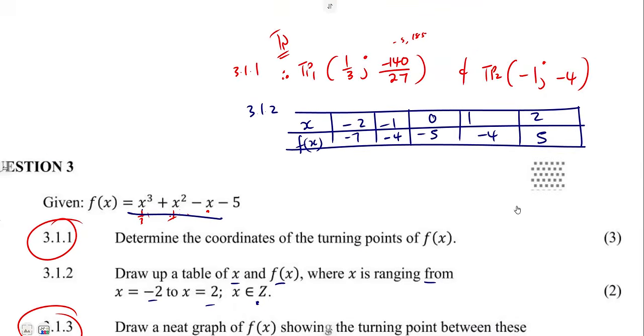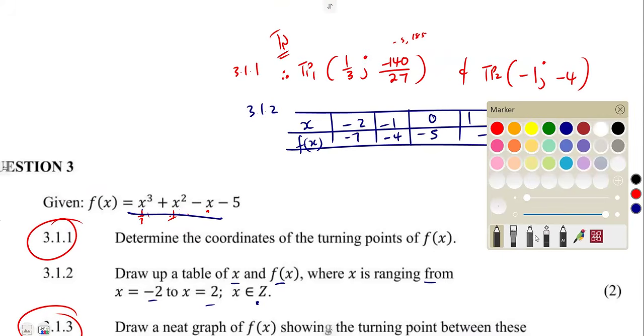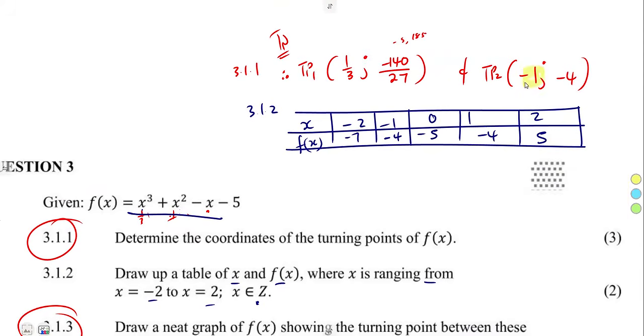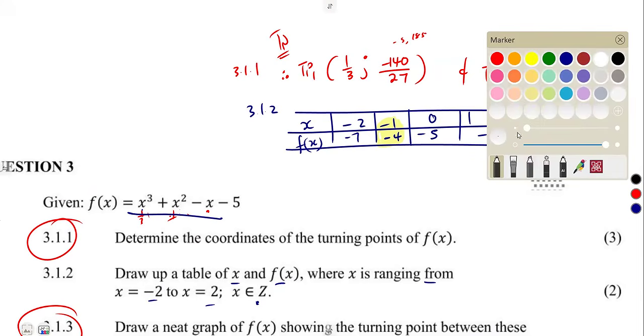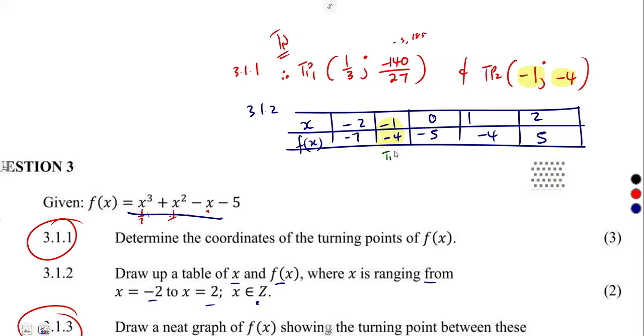So we have a turning point, and if we check properly, that's (-1, -4). We also have that (-1, -4) on our points here. That's a turning point. So this one, it is what? It is a turning point. Remember, that's part of our turning points.